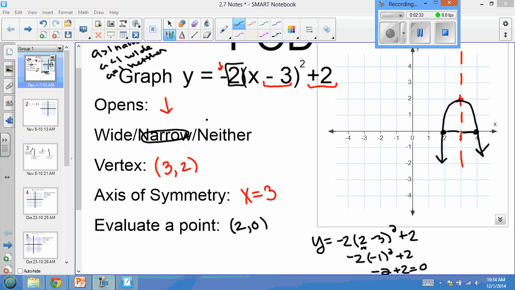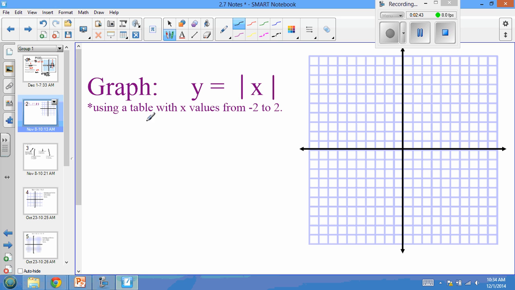Okay, now you want to get your pink notes out, the pink notes that you picked up off the desk, and look at the first slide. Okay, so I want you to graph y equals the absolute value of x using a table with x values from negative 2 to 2. If you happen to forget what the table is, that is the same thing as an xy chart or a t chart. So we want to go from negative 2 to 2. And then you're going to plug x in to get y. So I'm going to give you a couple seconds to plug each of these values in to get your value of y.